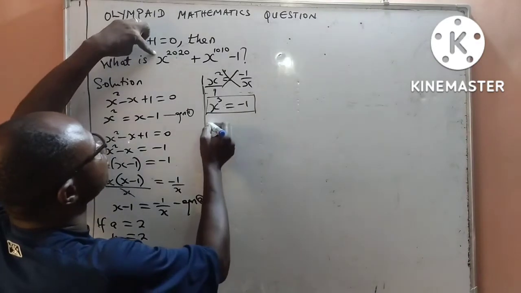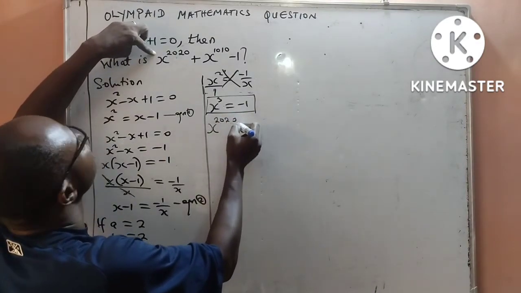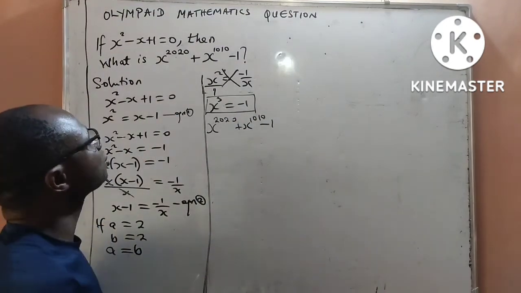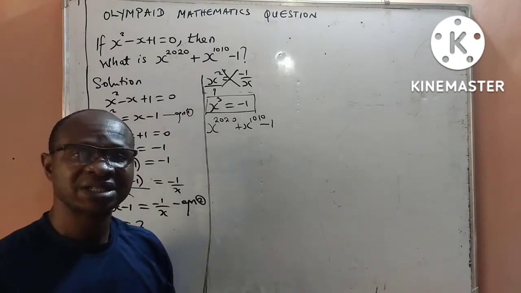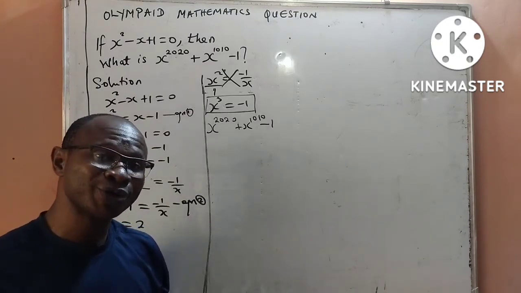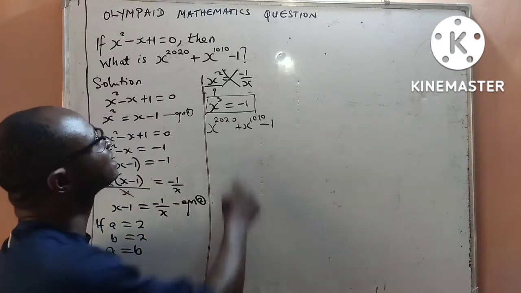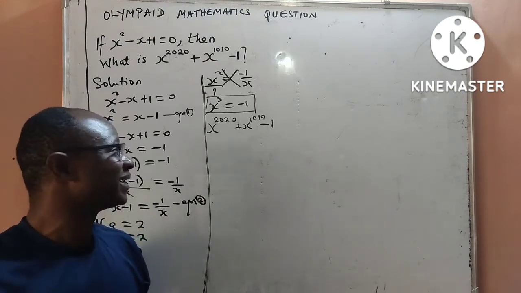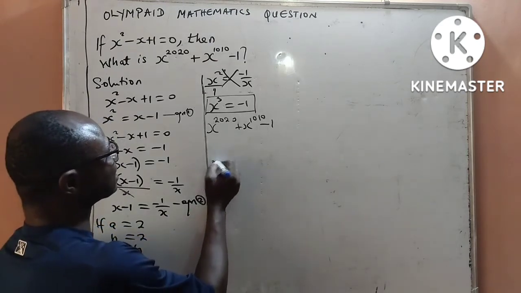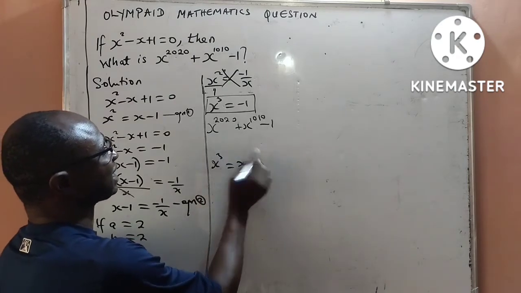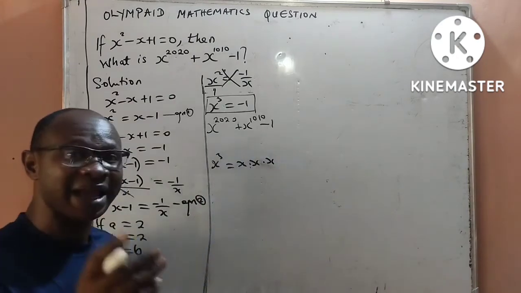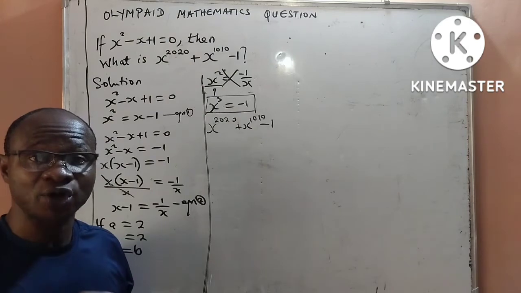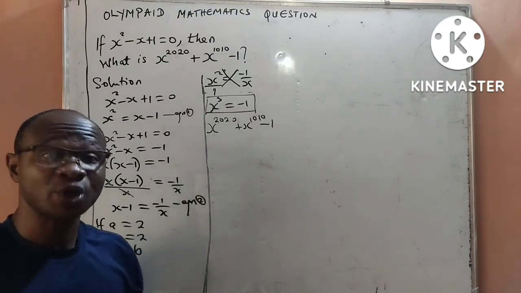From the question we are given to solve, x raised to the power 20 plus x raised to the power 10 minus 1. I want you to know that x raised to the power 20 is the same thing as x times x up to 20 times. The same thing, x raised to the power 10 is the same thing as x times x up to 10 times, because x raised to the power 3 is equal to x times x 3 times. Therefore, since I have x raised to the power 3 equal to minus 1, I want to express this in terms of x raised to the power 3.